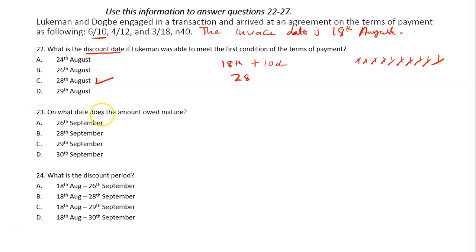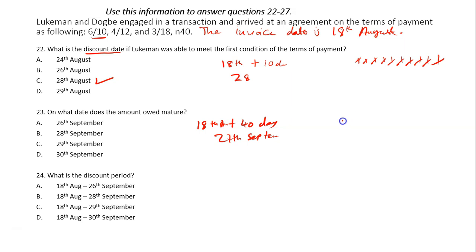23 says, on what date does the amount owed mature? So the date the amount owed matures is the payment date. It should be 18th August plus 40 days. Now, August has 31 days, isn't it? So when we take 13 out of this 40 and add it to 18, August will complete, so you'll be left with 27. It should be 27, September.